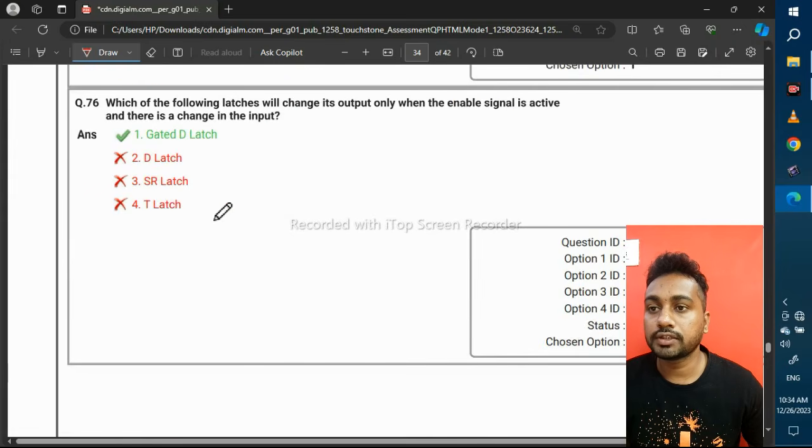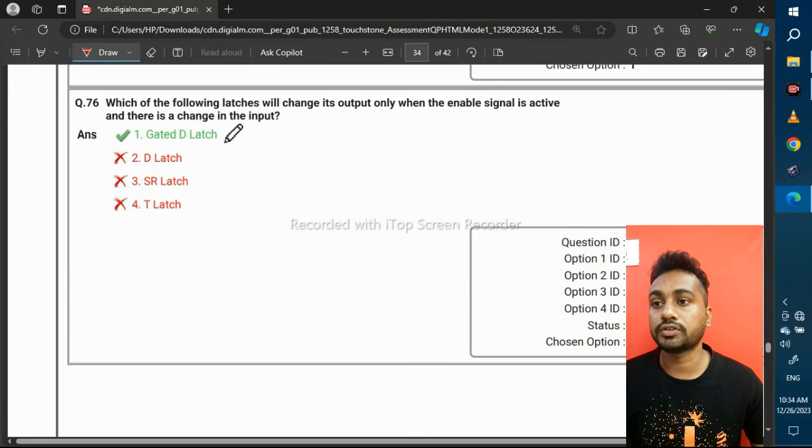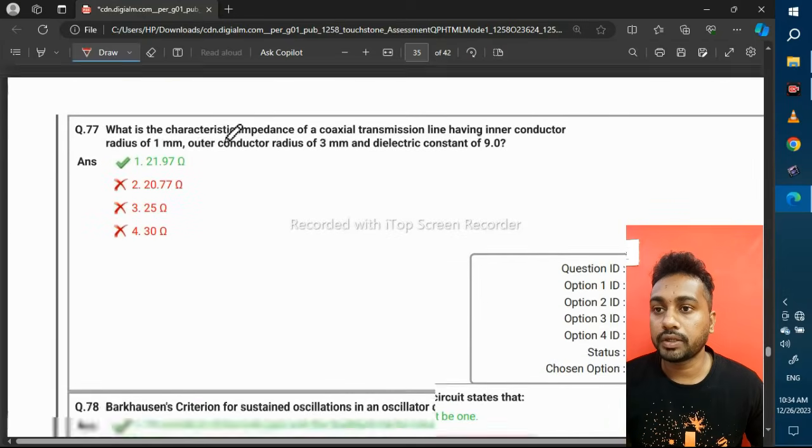Which of the following latches will change the output only when the enable signal is active and there is a change in the input? It's nothing but the D latch. Okay, get it, D latch. So this is right only. What is the characteristic impedance?